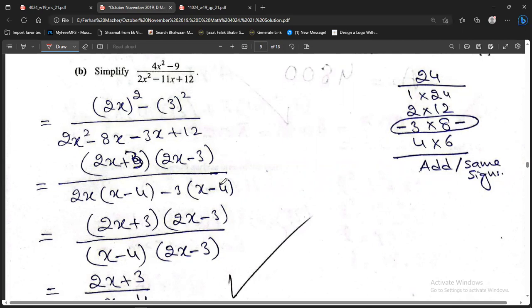Then I can take x minus 4 common because this and this is common. So x minus 4 is common. So in the other bracket, I will have 2x minus 3. Now you can see this and this will be cancelled.